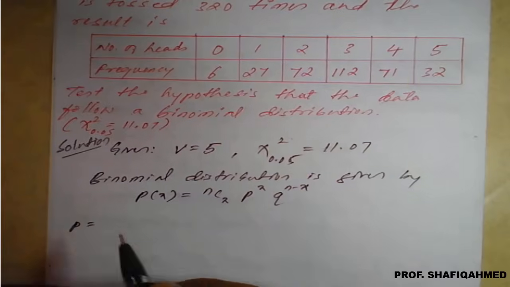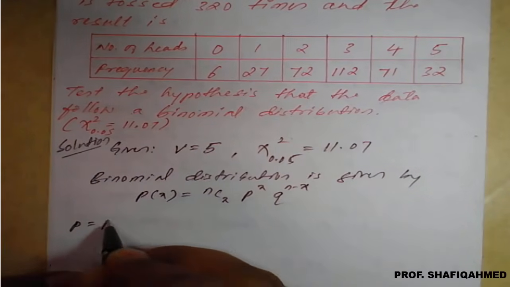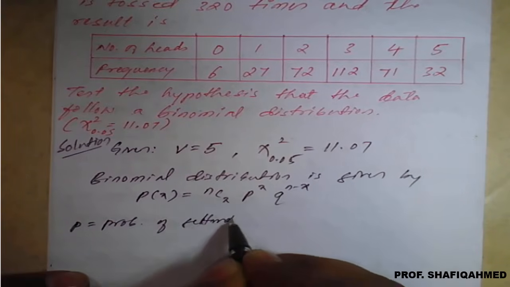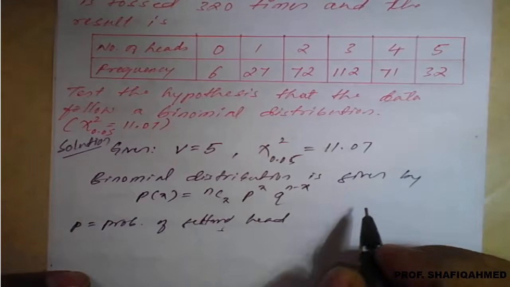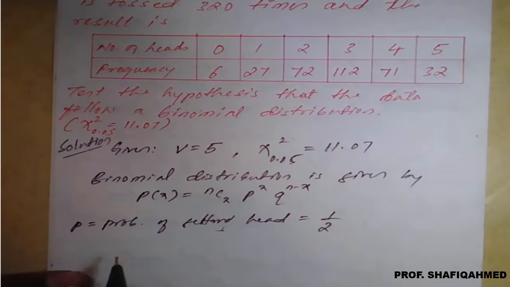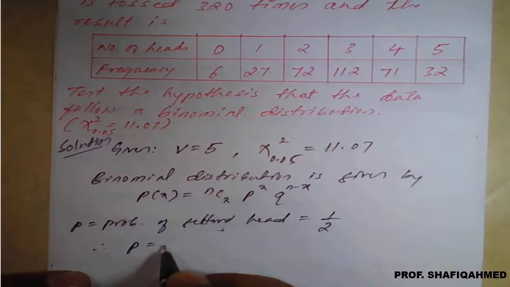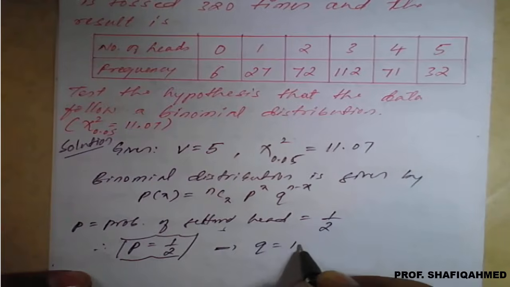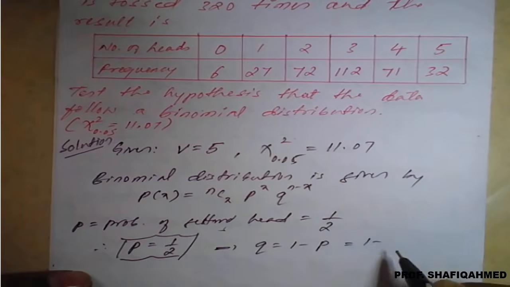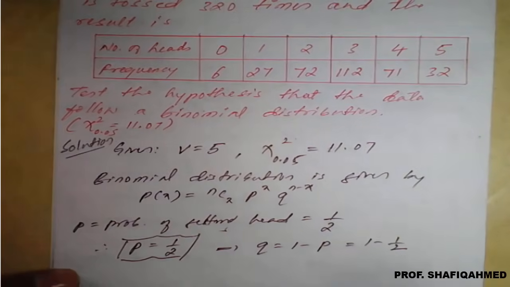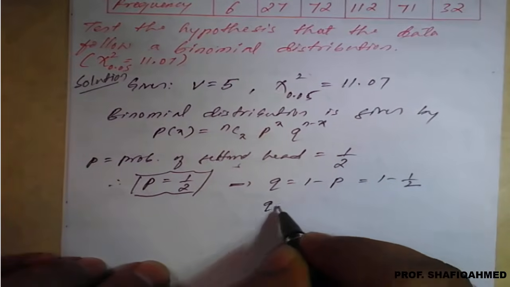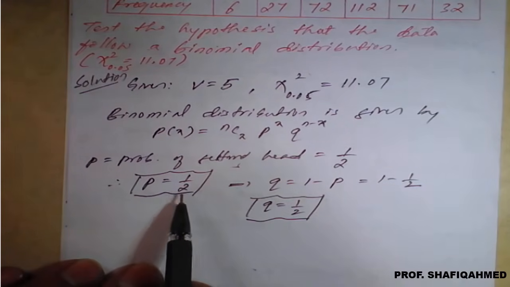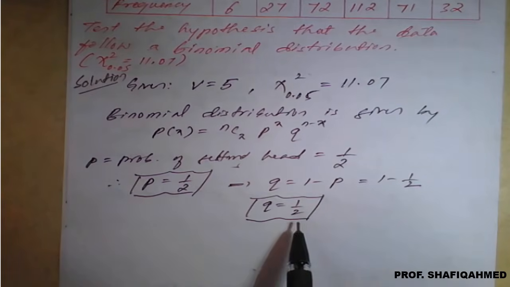Therefore p is the probability of getting head, which is 1 by 2. So p value is 1 by 2, which implies q is 1 minus p, which is 1 minus 1 upon 2. So the q value is also 1 by 2. Or you can consider 1 by 2 as 0.5, and q is also 0.5 in the calculation.